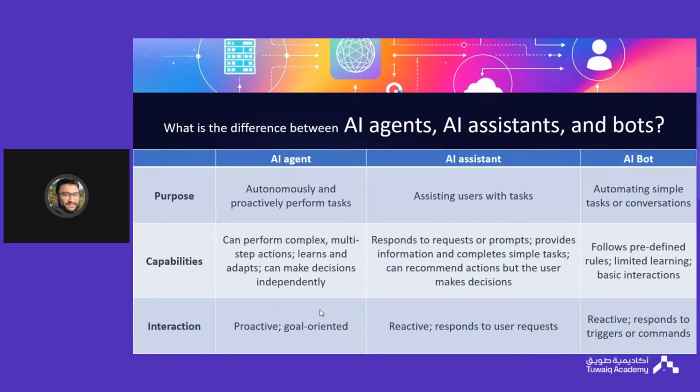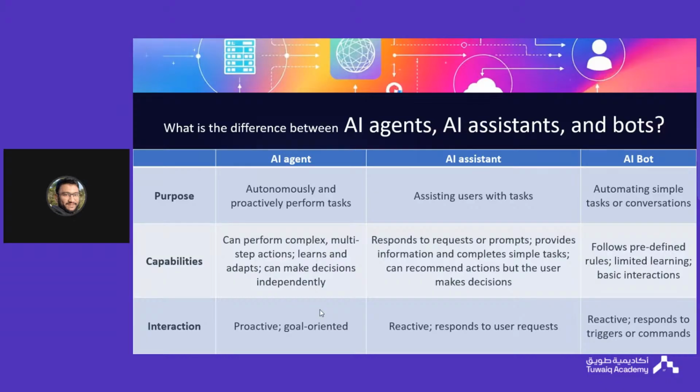Then the difference between AI agents, AI assistants, and AI bots is based on their purposes. For example, the purpose of an AI agent is to autonomously and proactively perform tasks, whereas an AI assistant assists the user with a task. And the bot has a different purpose, which is automating simple tasks or conversations.